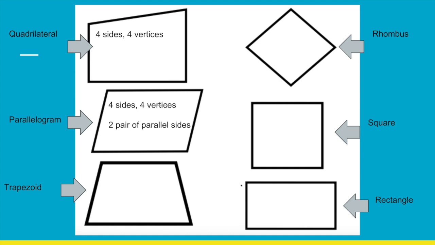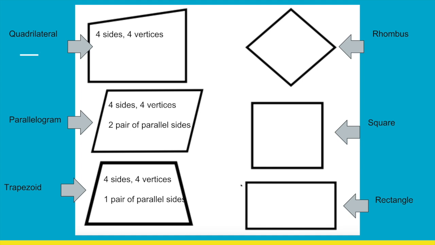So what about a trapezoid? What attributes does a trapezoid have? A trapezoid has 4 sides, 4 vertices, and 1 pair of parallel lines. That is what makes it different from a parallelogram. So a trapezoid is a quadrilateral, but it's not a parallelogram. These two shapes do not connect.